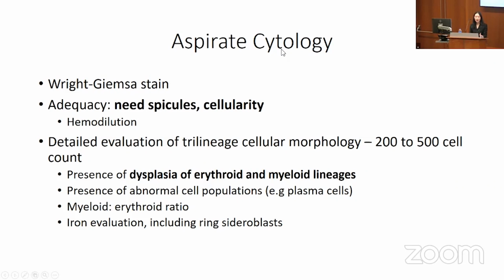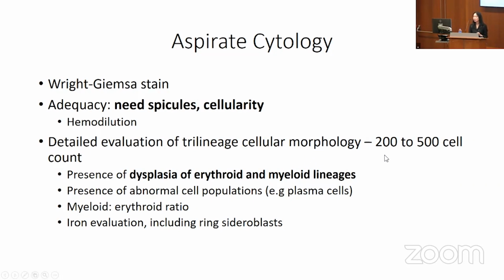Now we're going to move on to aspirate cytology, which is the monolayer of cells. These are also going to look purple, but it's a different stain called the Wright-Giemsa stain. And for the aspirate adequacy, we need spicules, which I'll show you in a moment. Spicules are actually the marrow components versus the blood components, which will also come out in the aspirate. We're looking at a detailed evaluation of trilineage cellular morphology.